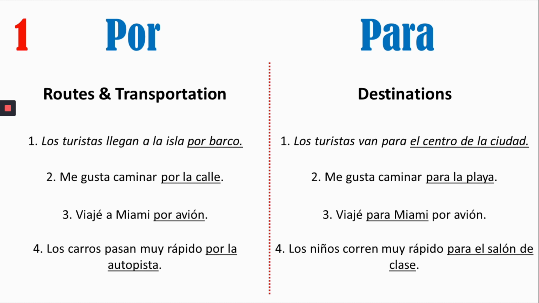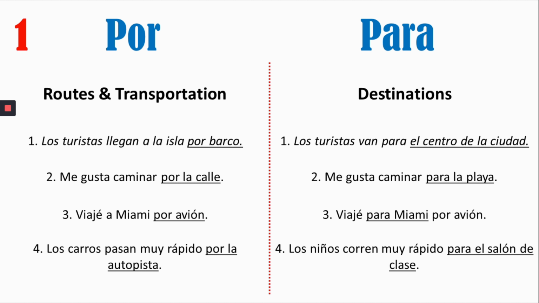Now, the word para will introduce the destination. It won't help us with the routes or transportation. It will help us with the destination, to where we are going. Number 1. Los turistas van para el centro de la ciudad. The destination in this case is el centro de la ciudad, downtown.